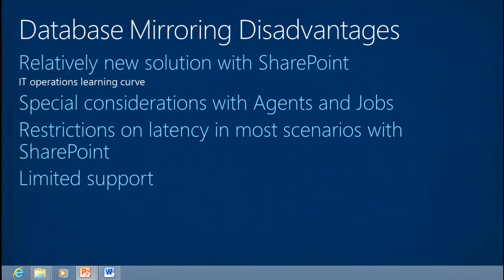There are latency restrictions. In some cases, from a mirroring perspective, again, throughput per second, you have to be able to support a good throughput in order to do it. Otherwise, you're going to run up your send queue, or you're going to run up your receive queue. You want to keep those low. And then lastly, limited support.